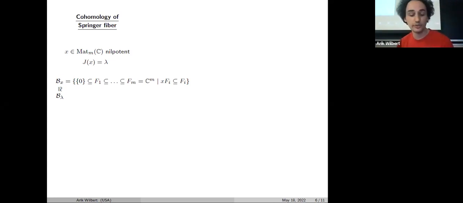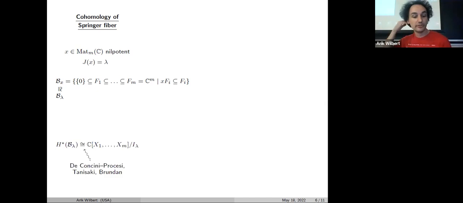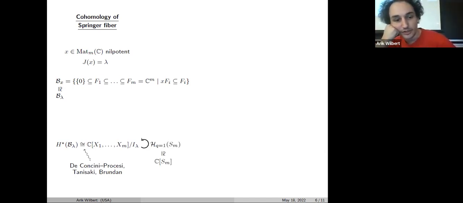As I said, these things are quite important in geometric representation theory, and here's the reason for this. If you look at the cohomology of a general Springer fiber, where you fix the Jordan type, you can describe the cohomology, and this is just a quotient of a polynomial ring in m variables. And this ideal here is called the Tanisaki ideal. It can be described very explicitly in terms of certain elementary symmetric functions. The reason why this is important is because you can now construct irreducible representations of the symmetric group. These cohomology rings carry an action of the symmetric group here.